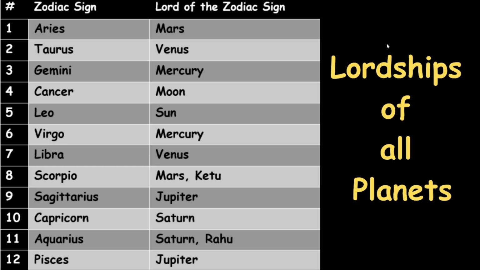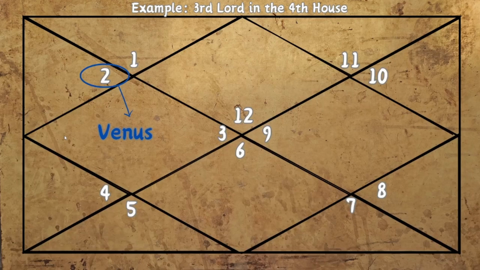Now look at this table to see which planet is the lord of which zodiac sign. Mars is the lord of two zodiac signs, Aries and Scorpio. Venus is the lord of two zodiac signs, Taurus and Libra. In this way, each planet has a department to handle, either one or two zodiac signs. Now let us try to understand that with an example.